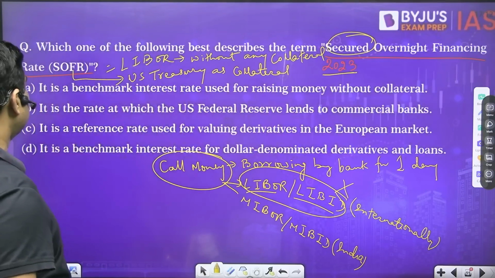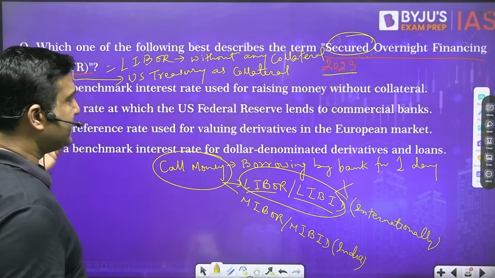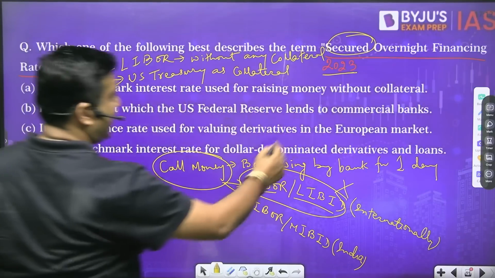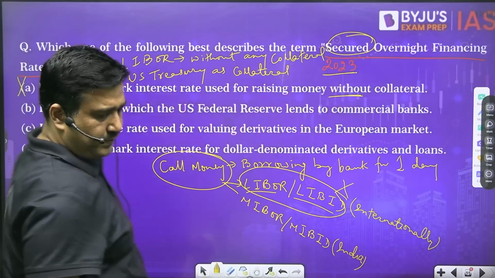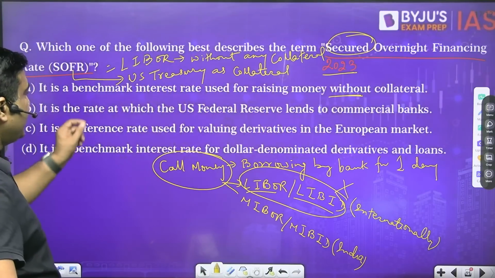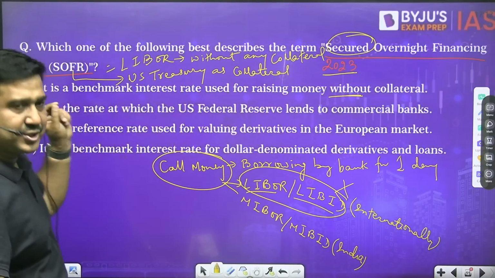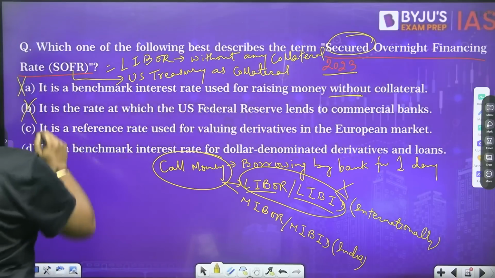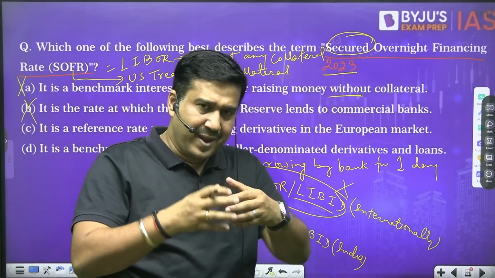Now look at the options. It is a benchmark interest rate used for raising money without collateral. Look at this, without collateral. That means option A is incorrect. Second option, it is the rate at which the US Federal Reserve lends to commercial banks. No, it is a rate between two banks. Central bank has nothing to do with it.